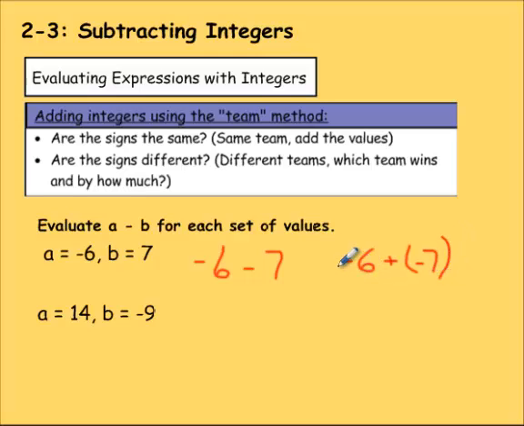The signs are the same, correct? A negative and a negative, so they're both on the negatives. Our answer would be then 6 plus 7, which is negative 13. Remember, add those absolute values.